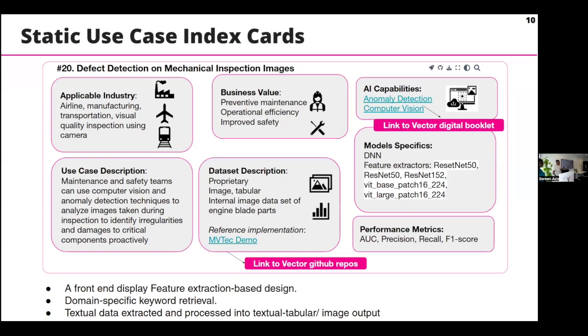And so for our use case index card, we have the static version as you saw in the demo. Basically, there's an example. So basically, the idea here is that we want to do some relevant feature extraction. And we do this based on specific keywords that you search for. And then you're able to generate this card.